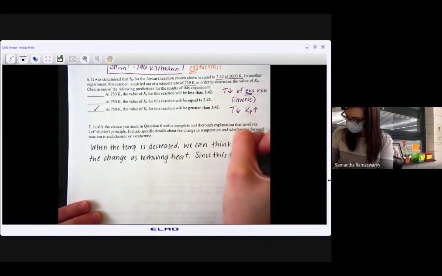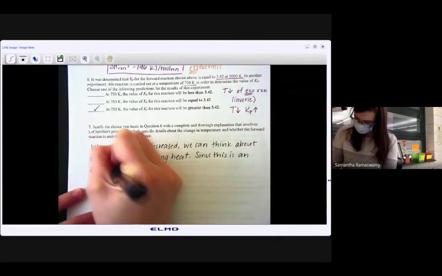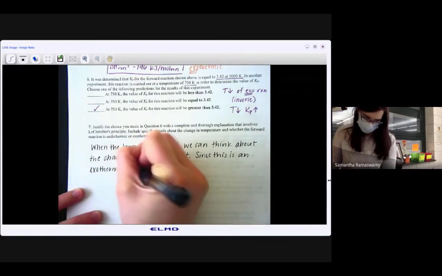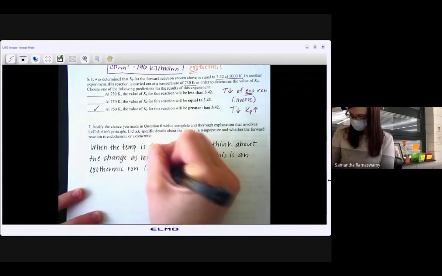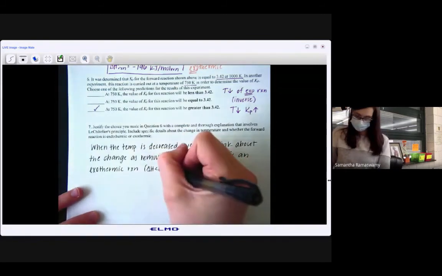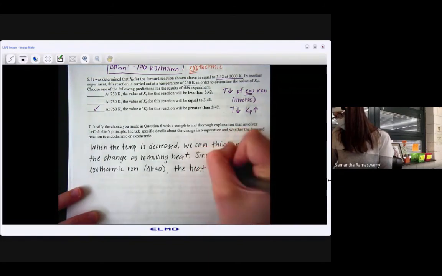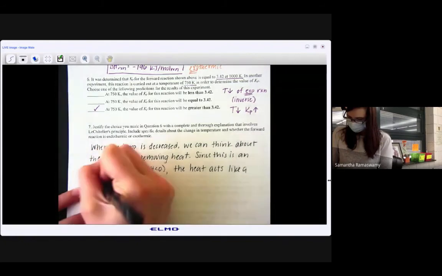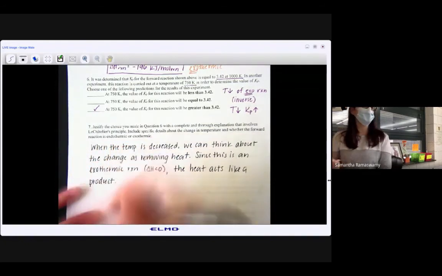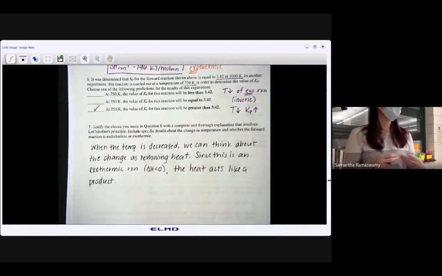Since this is an exothermic reaction, and I'll just say how we know that because delta H is less than 0, the heat acts like a product. So here was the question from this morning. If it's exothermic, is heat always a product? Yes. So since this is exothermic, heat acts like a product.